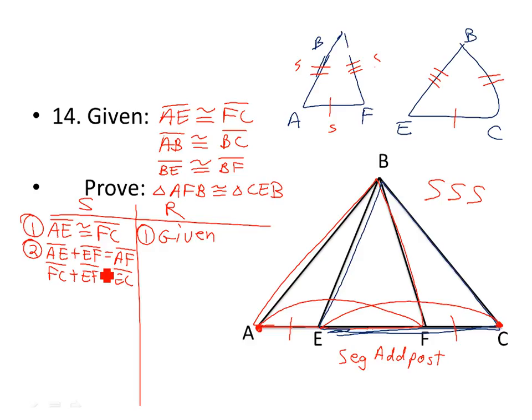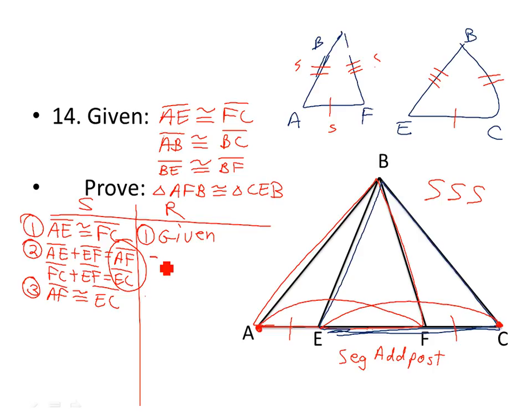What do I know about AE and FC? What do we say up here in number one? They're the same, aren't they? What do you know about EF and EF? They're the same. Well, if these two are the same, these two are the same, what's that say about those two right there? Those got to be the same, and that's what I'm going to say next. Segment AF is congruent to segment EC.